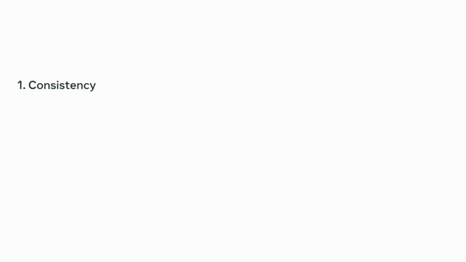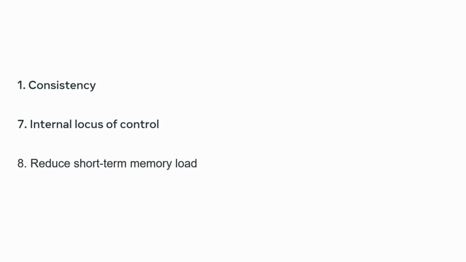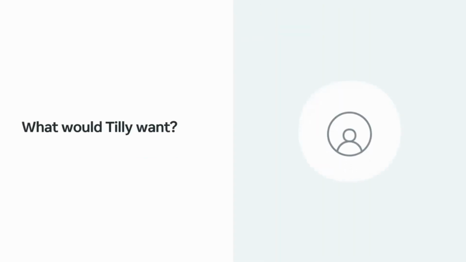Number 1 is strive for consistency. And number 7 states that the design should support the internal locus of control that allows the users to be the initiators of actions. Number 8 requires that the design should reduce the user's short-term memory load. Having identified these best practice violations, consider the redesign of these 2 screens and maybe consider asking yourself, what would Tilly want? Now that you evaluated the Little Lemon website, you know the issues that violate important design principles. This should help you create a better design that will make customers much happier.